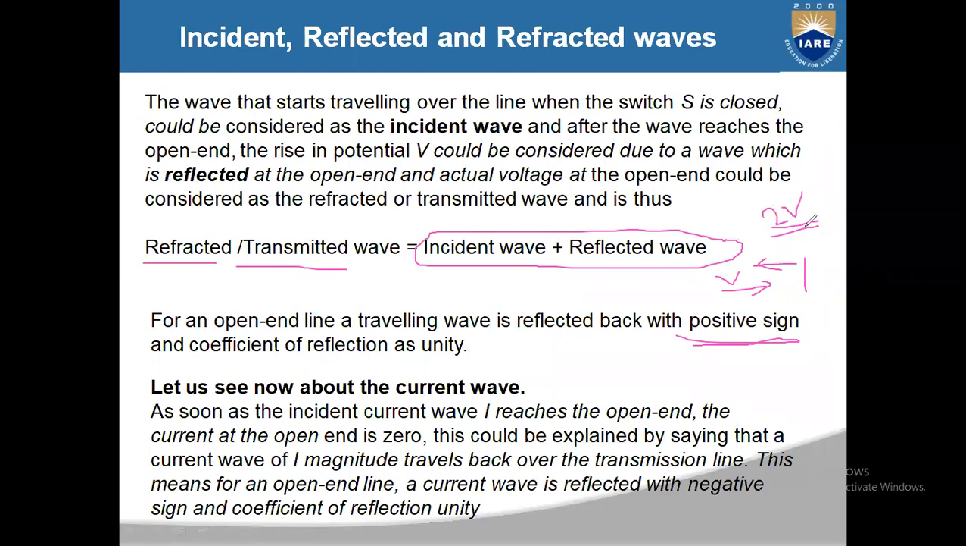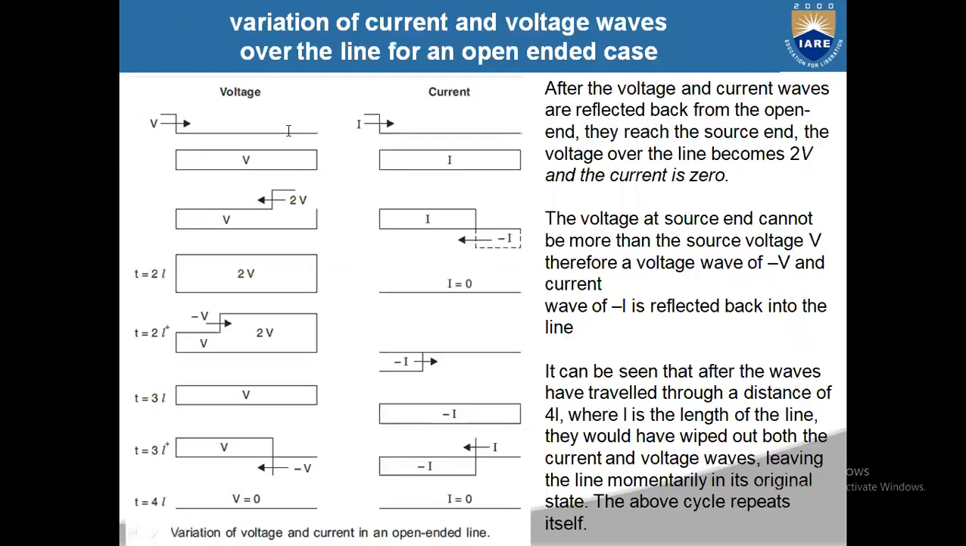So this voltage V will be reflected back with a positive sign, and the coefficient of reflection will be considered unity. Similarly, for the current wave, as soon as the current wave reaches the open circuited end, the current at the open end will be 0. This could be explained by saying that a current wave of magnitude I travels back over the transmission line. So an open-ended line will have a current wave which is reflected with negative sign, and the coefficient of reflection will be unity.